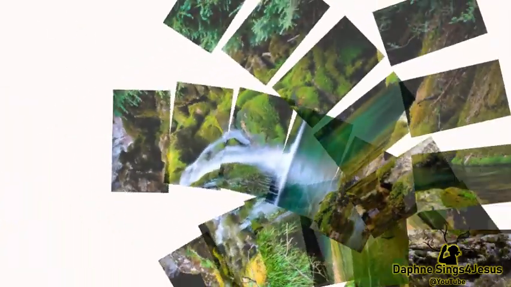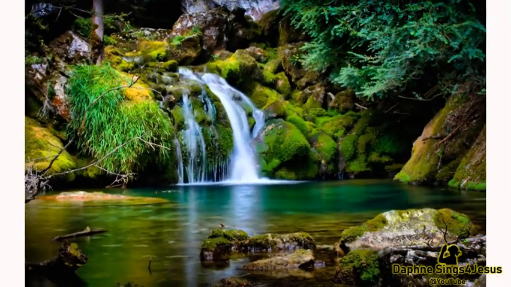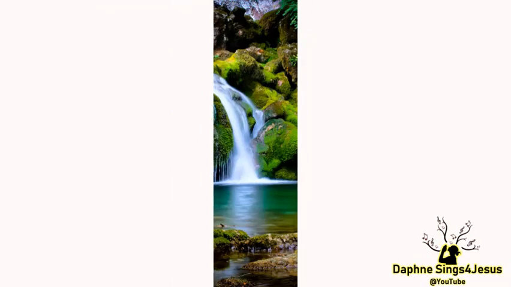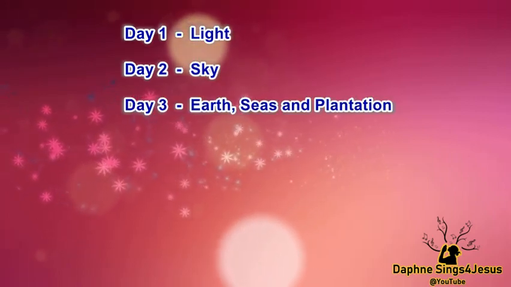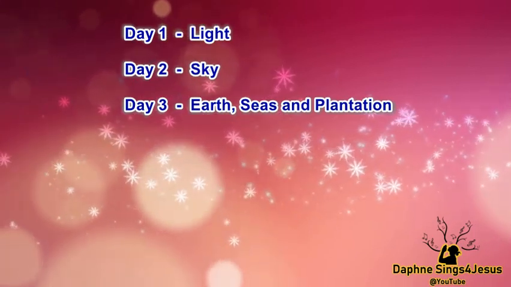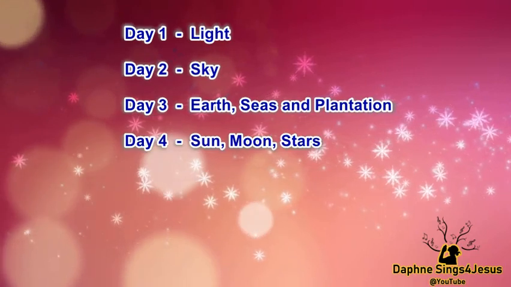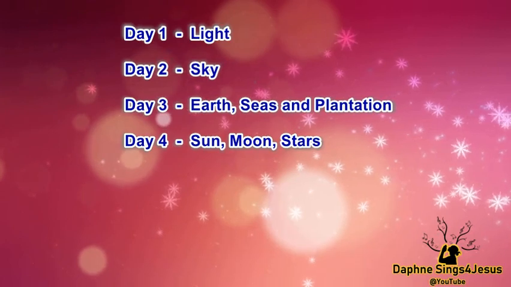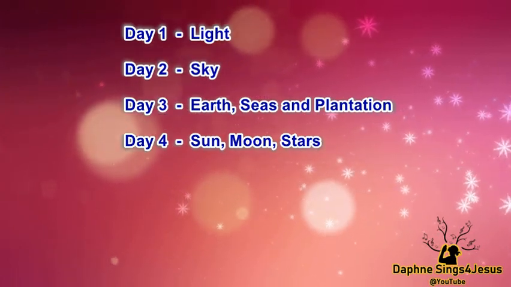Okay, kiddos? So the incident about creation was very interesting, right? Kids, let me remind you again what all God created day by day. On the first day, God created light. On the second day, God created the sky. On the third day, God separated the waters from the land and created earth and seas. He also created plants. On the fourth day, God created the lights of the sky. The sun, moon and stars were created on the fourth day.